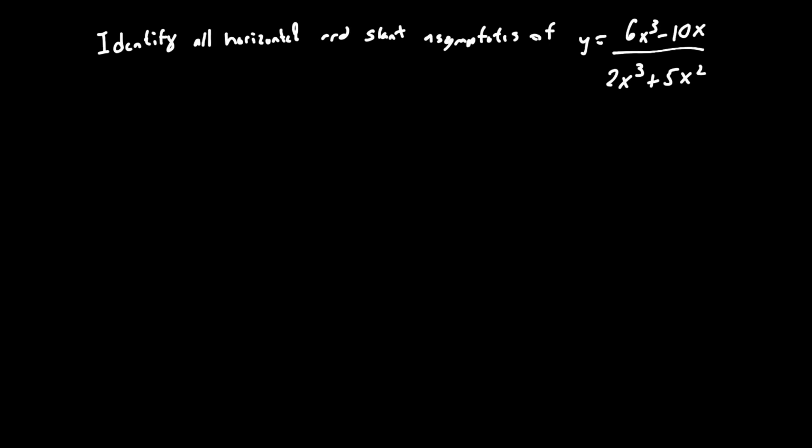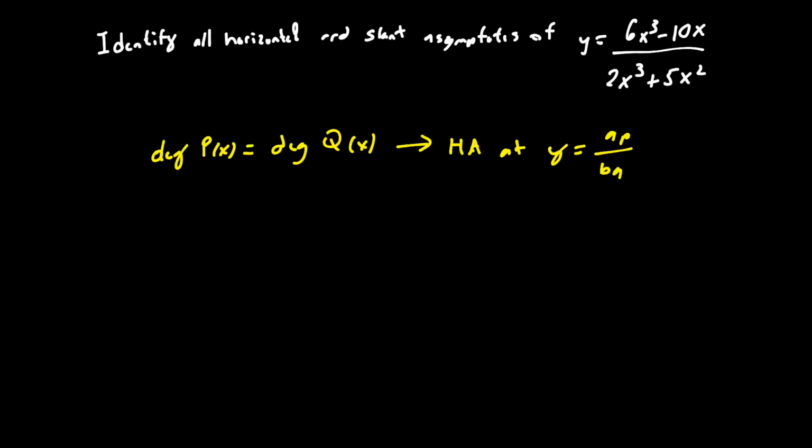And what we see is the degree of the top function, so the numerator, is actually equal to the degree of the denominator, q of x. And this tells us we're going to have a horizontal asymptote at y is equal to the leading terms, so a_p divided by b_q. Here we see we have a leading term 6 up top and a leading term of 2 on the bottom. So our horizontal asymptote is going to be given by y is equal to 6 divided by 2, which is just equal to 3. And again, since this has a horizontal asymptote, there is no slant asymptote.